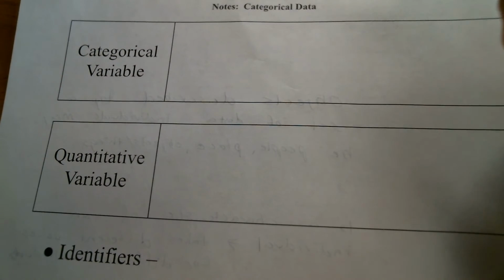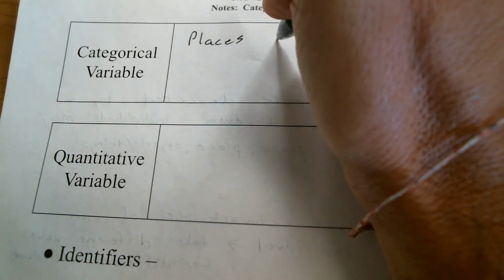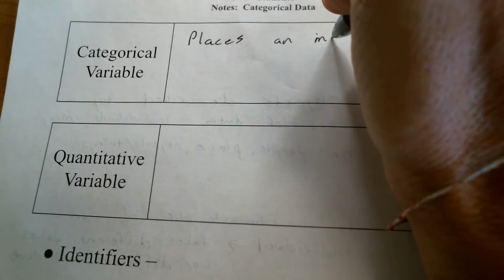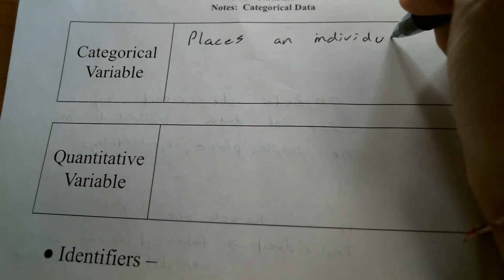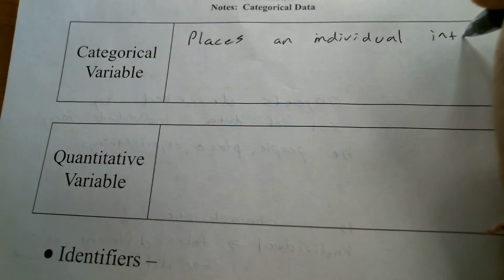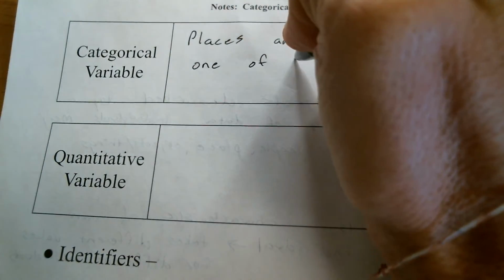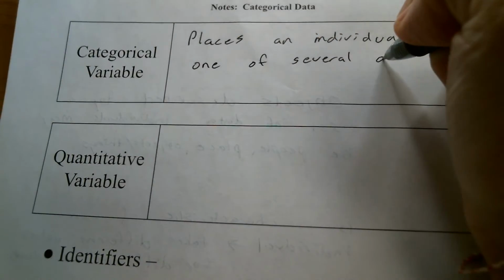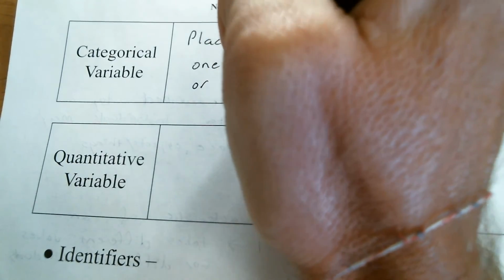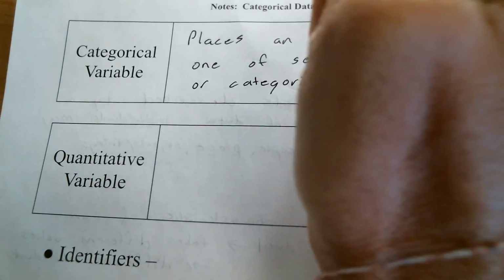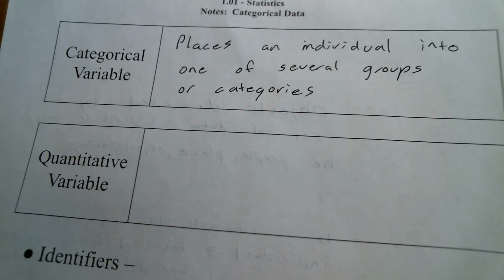All right, so categorical variables place an individual into one of several groups or categories.